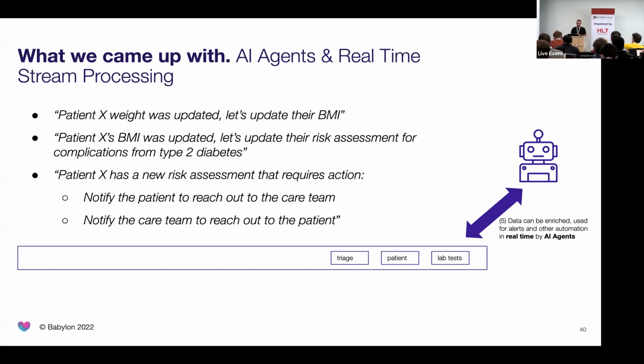But we can build on that to go, okay, actually there's now going to be a BMI stream. So now that the BMI is updated, let's update their risk assessment for complications from type 2 diabetes. Or now that there's a new risk assessment that requires action, let's notify the patient to reach out to the care team, and let's also notify the care team to reach out to the patient.